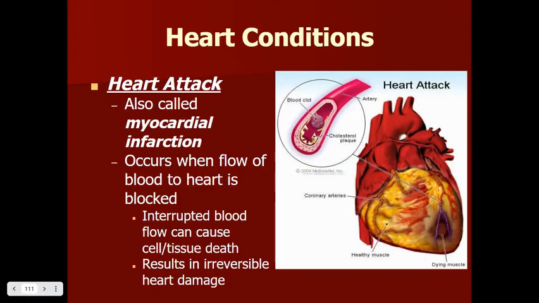A heart attack is also called a myocardial infarction. It occurs when the flow of blood to the heart is blocked. Interrupted blood flow can cause cell tissue death, and it results in irreversible heart damage. Our heart cells cannot do mitosis. So if we have heart cells that have been damaged, there's no way to fix those. There's no way to get new heart cells. And so that damage, those cells that have died, is permanent.